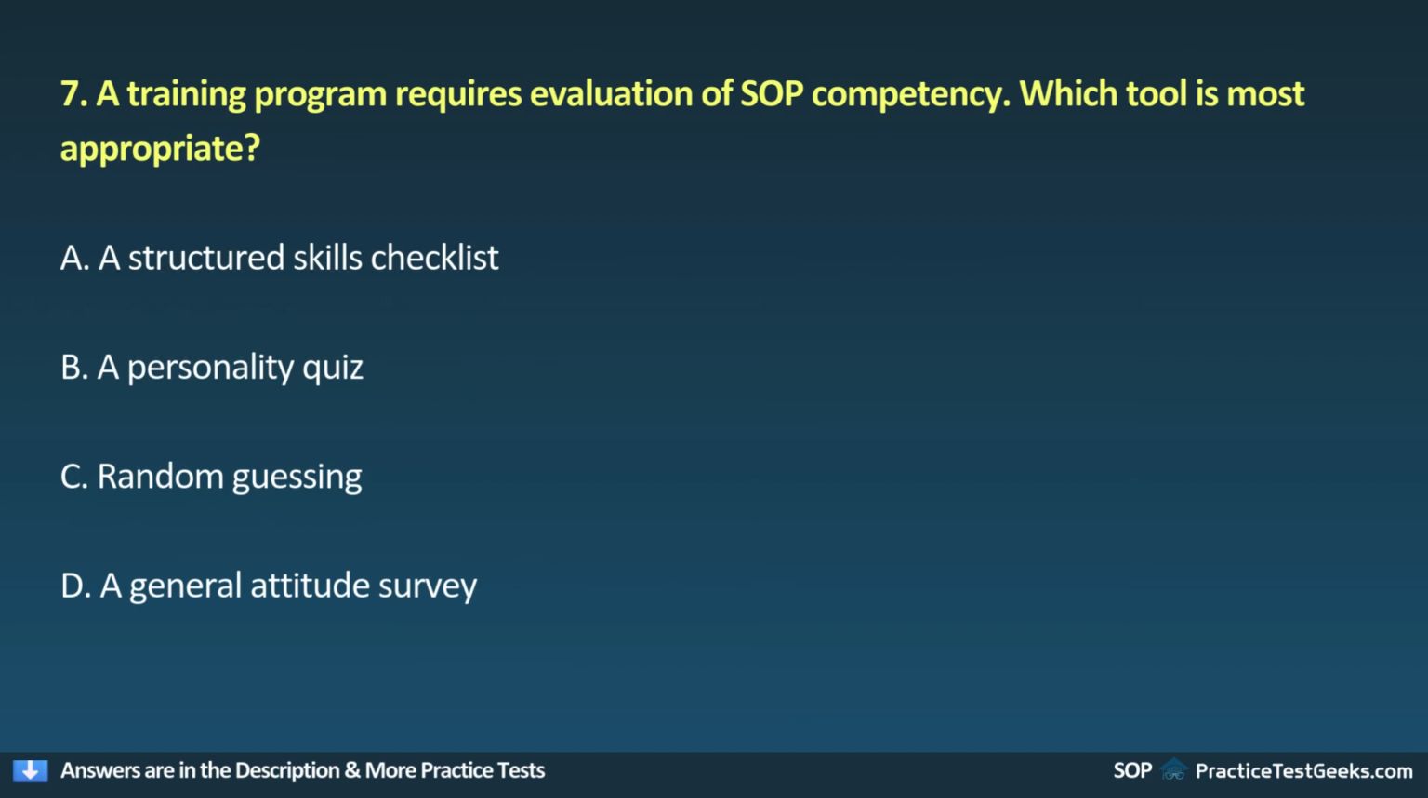7. A training program requires evaluation of SOP competency. Which tool is most appropriate? A. A structured skills checklist. B. A personality quiz. C. Random guessing. D. A general attitudes survey.